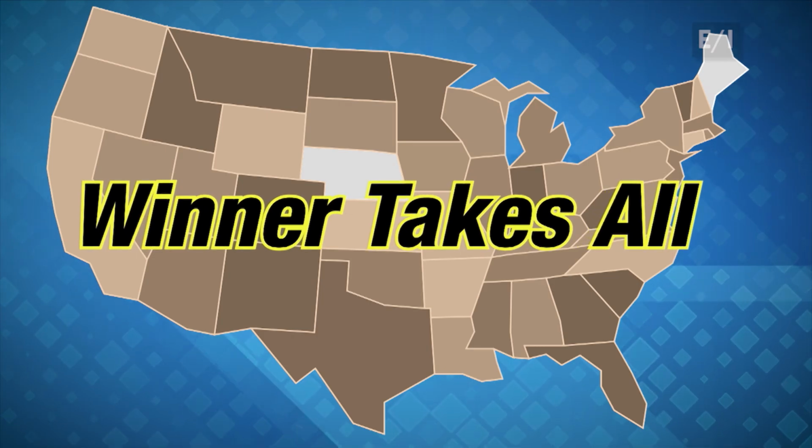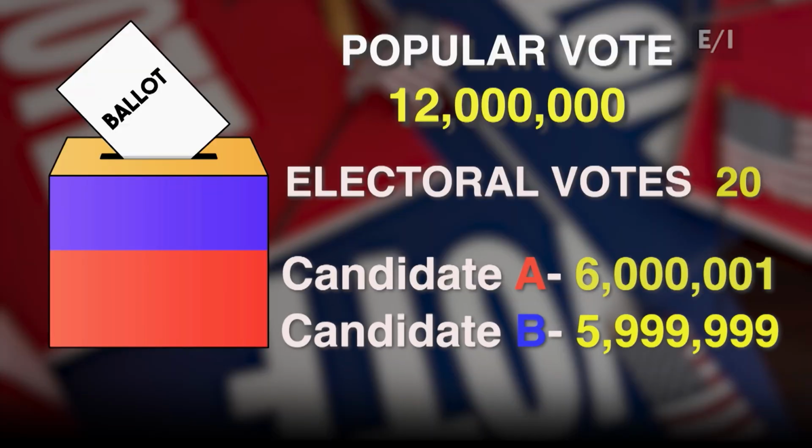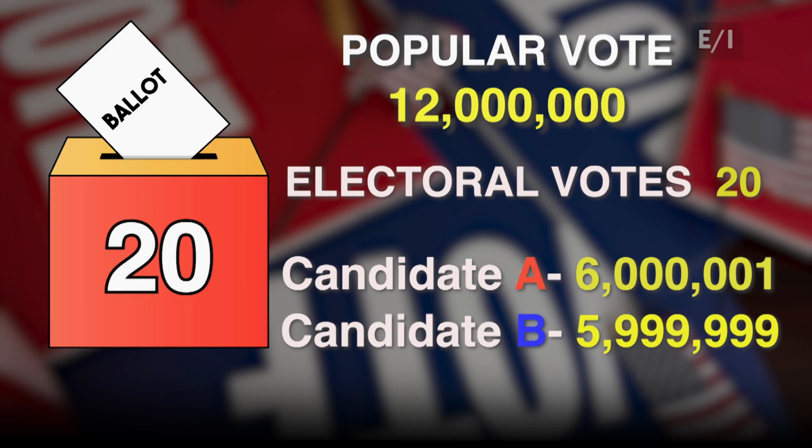The winner takes all concept means that each state gives all of its electoral votes based on the popular vote in that state. So if candidate A wins the majority of the popular votes, he or she gets all of that state's electoral votes. And here's what can happen.